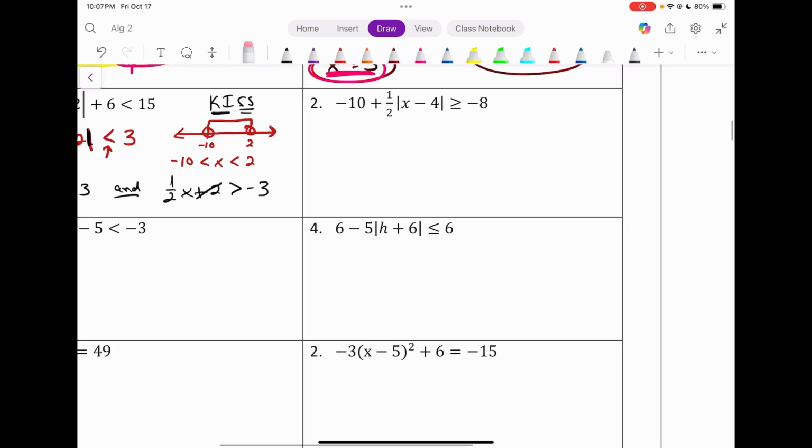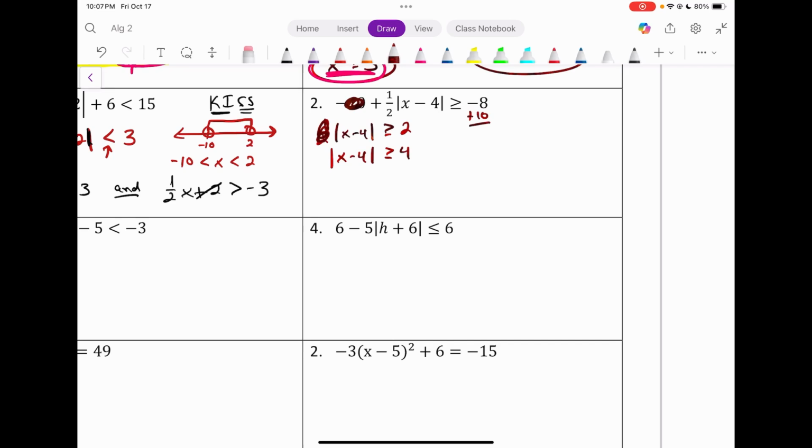So step number 1, let's clean this up first just to make sure it's a greater than or equal to. So we're going to add 10 to get rid of that, which gives me 1/2 absolute value of x minus 4 is greater than or equal to 2. I've got to divide by 1/2, which is the same thing as multiplying by 2. So this gives me the absolute value of x minus 4 is greater than or equal to 4.